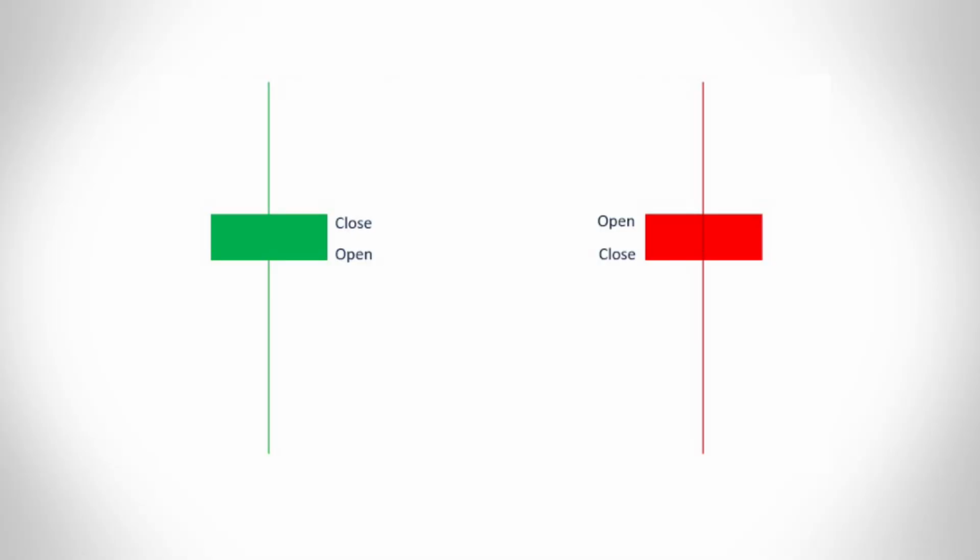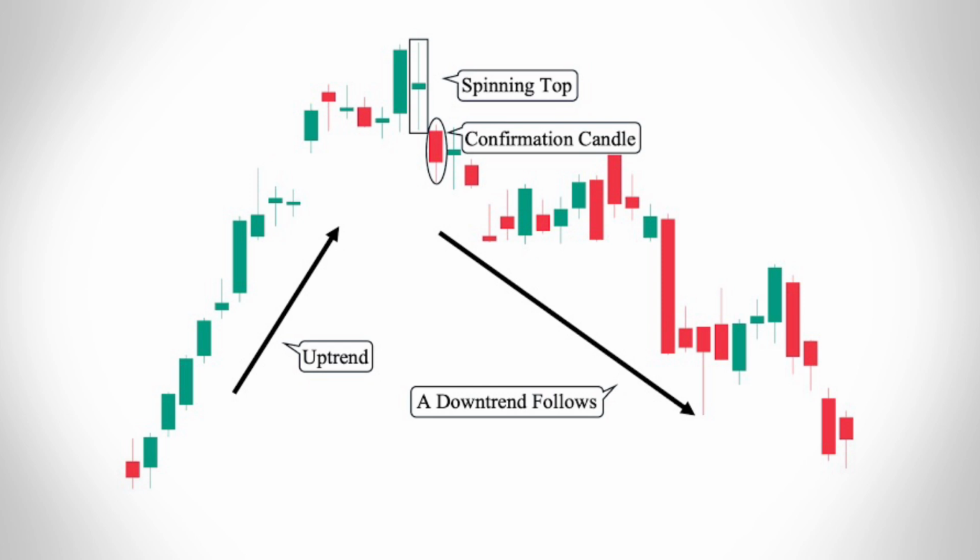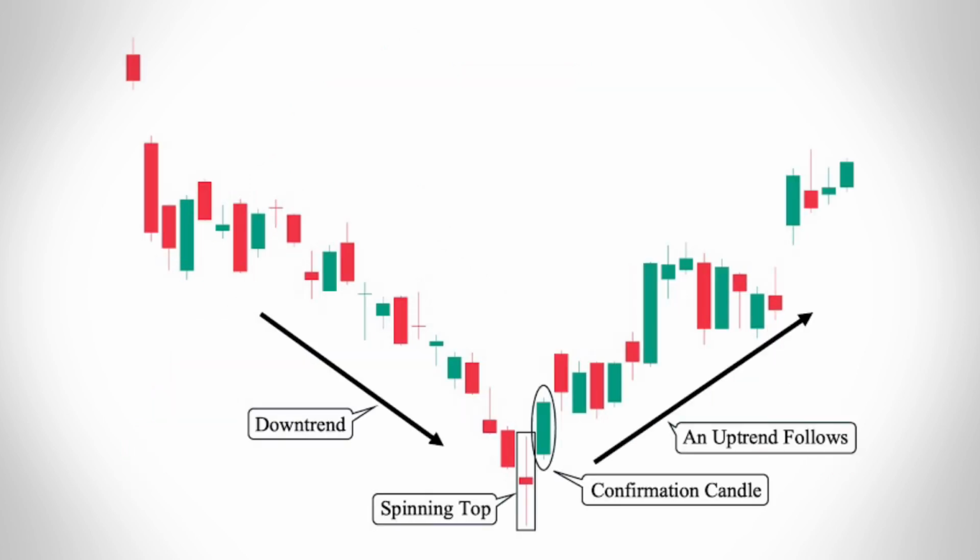A spinning top candlestick pattern is characterized by a small body centered between upper and lower wicks that are nearly of the same length. A spinning top candlestick represents market indecision, where neither buyers nor sellers have gained a definitive advantage during the trading session. This pattern can appear both in an uptrend or a downtrend, signaling a potential pause or reversal. How do you trade a spinning top candlestick pattern?